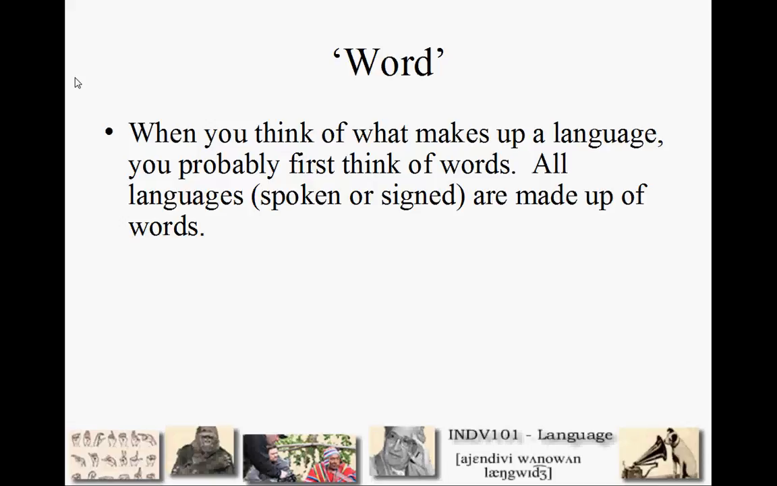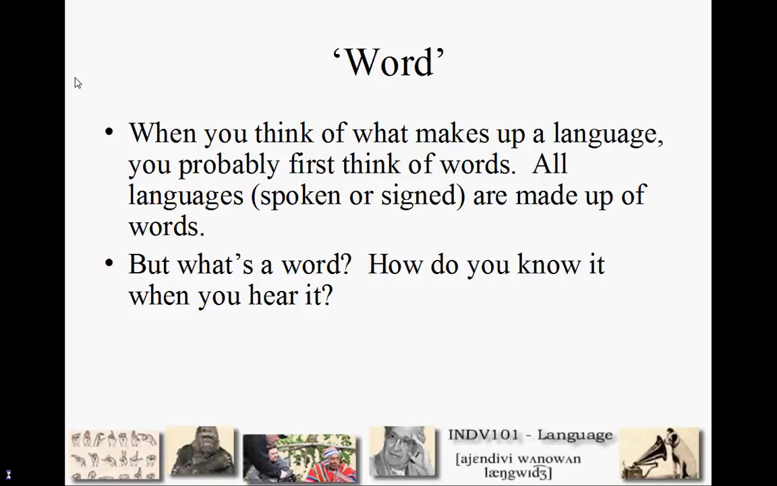In some languages, the words are very long and complex. A single word can be a whole sentence. In English, you need several words to make up a sentence. But regardless, in all languages, you do have words. But what is a word, and how do you recognize a word when you hear it?